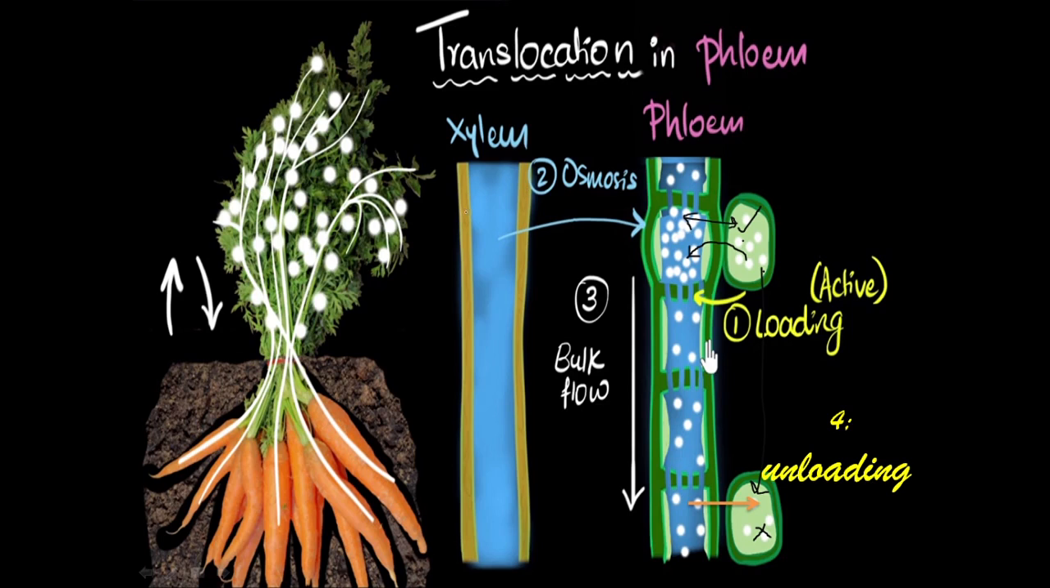So the water is moving from the xylem into the phloem. It is happening through a permeable membrane. Sorry, semi-permeable membrane. So now the water is moving to the phloem. So that's the osmosis. The first step I told is the active loading of the food particles into the phloem, which is happening with the expenditure of ATP. Next, the water flows into the phloem through the process of osmosis.